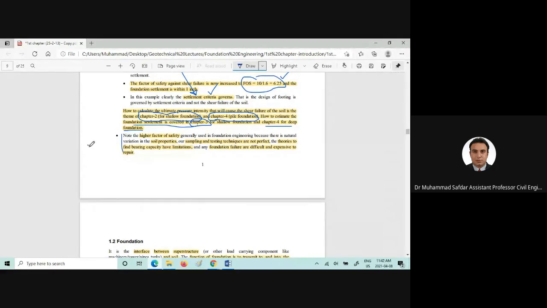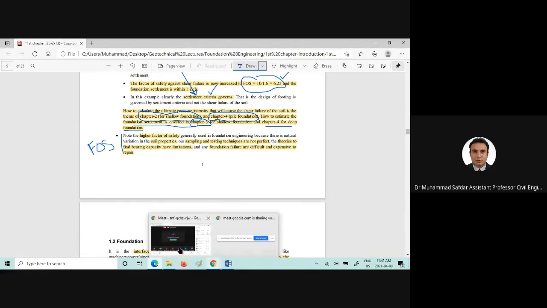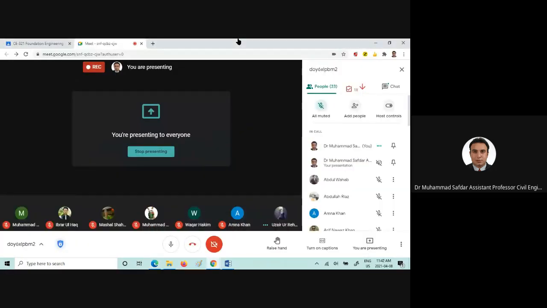Now, the factor of safety. Why do we go for the factor of safety? I need a short discussion here. For safety purposes. Why do we take a factor of safety in the foundation design? For safety, sir. Okay, but why? Why do we take 2, why 3, why 4, why 6? Sir, if we have done some error, it can accumulate in the factor of safety.